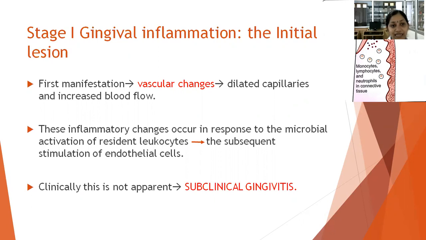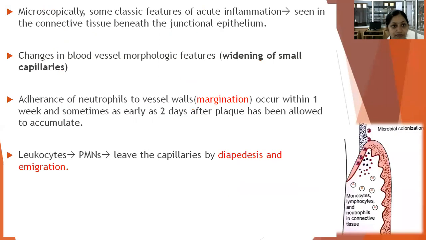In the first stage, the initial lesion, the first manifestation that happens clinically is vascular changes, mainly due to dilated capillaries and increased blood flow. These inflammatory changes usually occur in response to the microbial activation of the resident leukocytes and the subsequent stimulation of the endothelial cells. Clinically, this stage is not so evident, and so it is also called subclinical gingivitis.